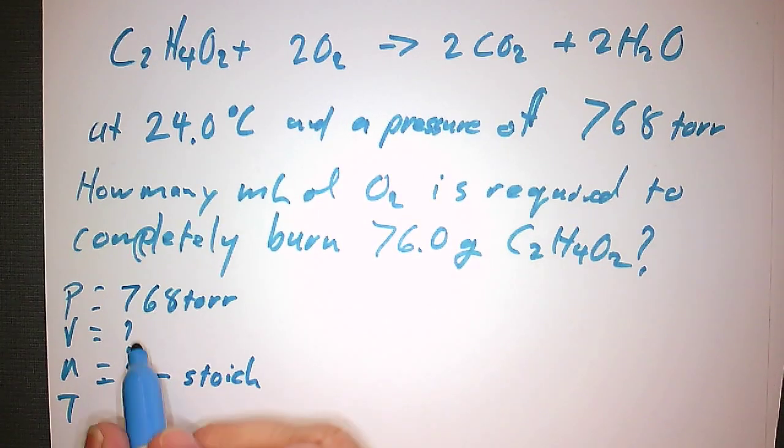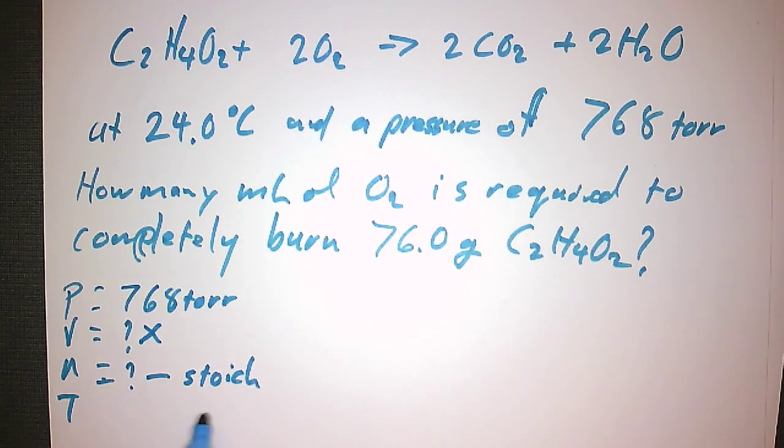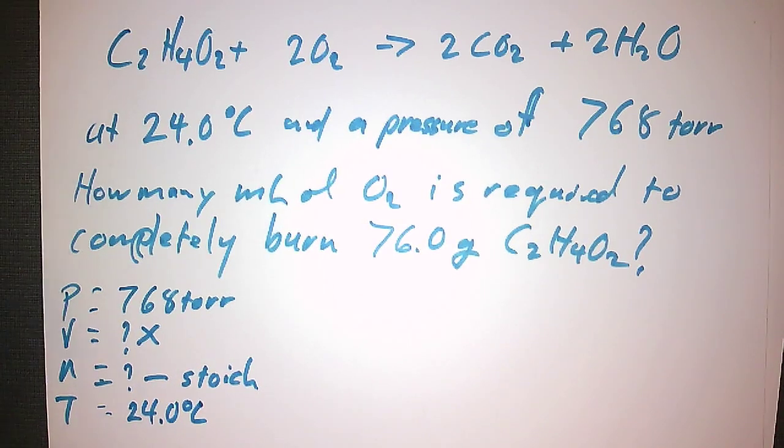All right, my volume is my unknown, that's my X. My N, I don't know it yet, but I can find it from the data given to me using stoichiometry. And my temperature is 24 degrees Celsius, right? But remember, temperature must always be in what? Kelvin. So we add 273, so that'd be 297 K. And for what we're doing, that's fine.